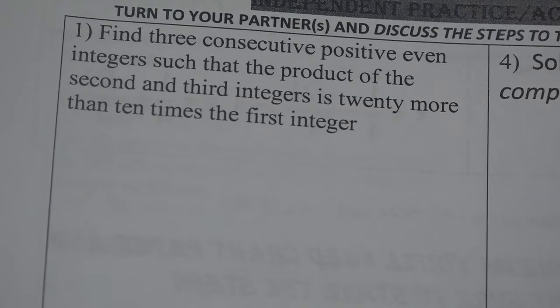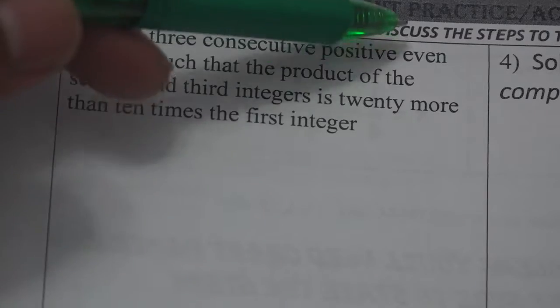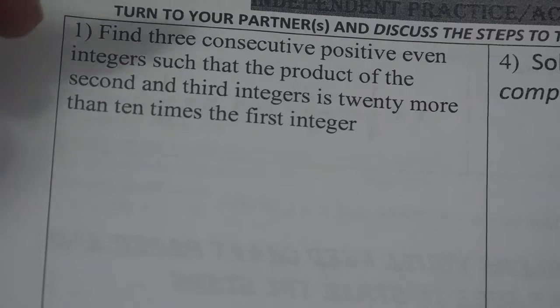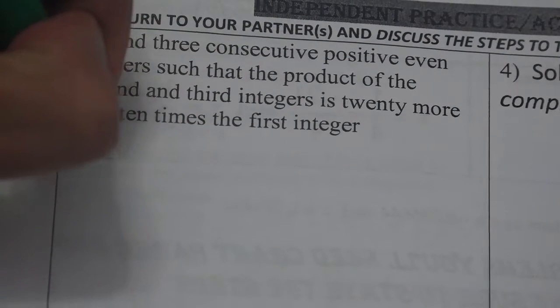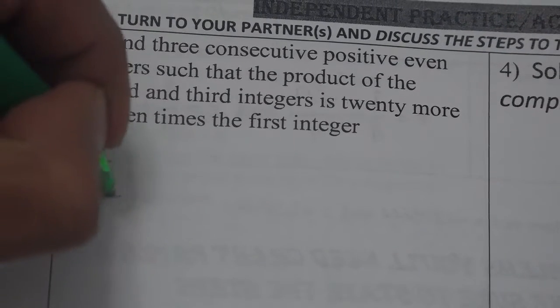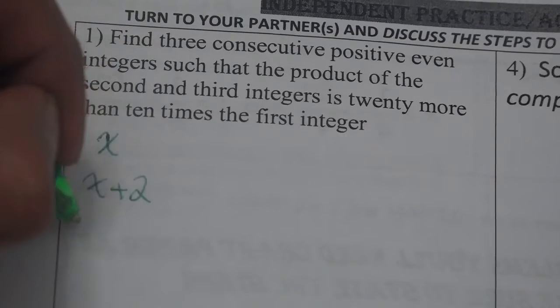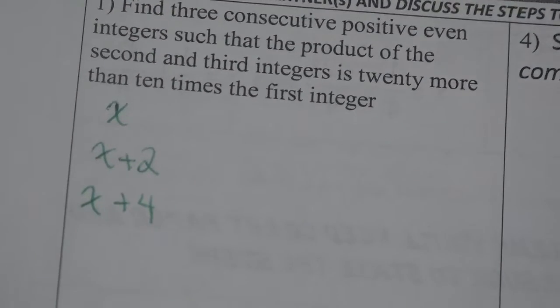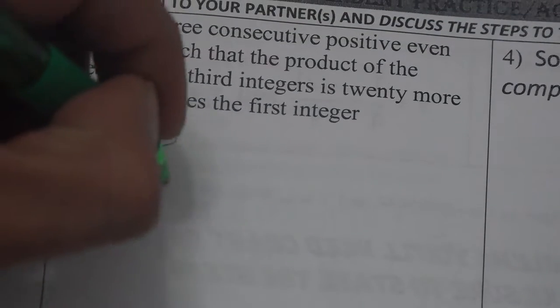Alright, consecutive integers are 1, 2, 3, 4, 5. Now, consecutive positive even integers are 2, 4, 6, 8. But since I don't know what the first integer is, I'm gonna call it x. Do I know what the second one is? No, so I'm gonna call it x plus 2 because I know that even integers go by 2s. And the third one, I'm gonna call it x plus 4. Does it make sense? Okay, we okay with this? Alright then, now let's talk about what to do with this.